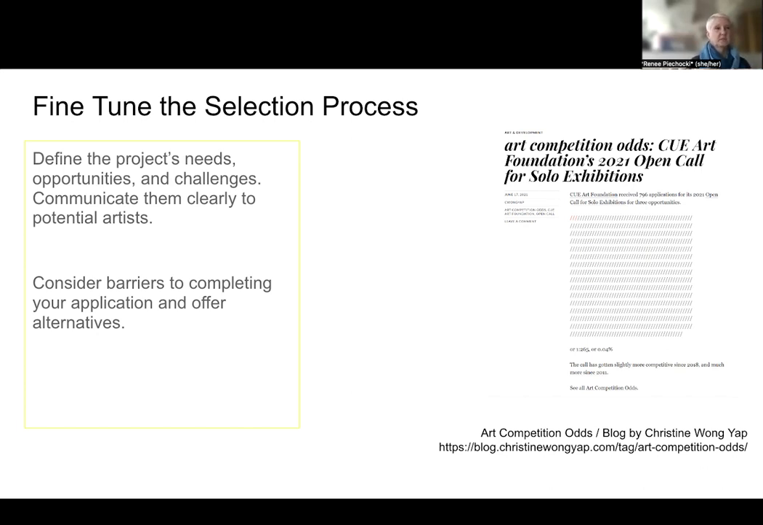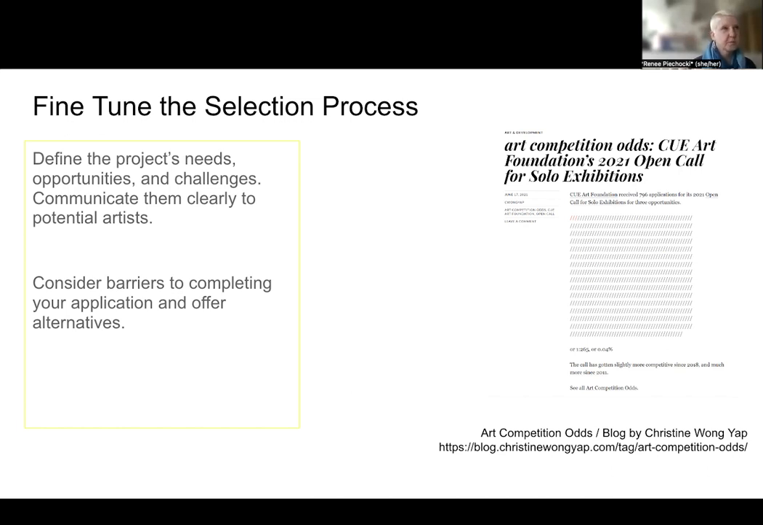One last thing I want to touch on here is sometimes in my work, I see disappointment if only 20 artists apply for a project. Take a look at the graphic here by artist Christine Wang Yap, who blogs about the outcomes of the calls she applies to. For this opportunity, the odds of getting the opportunity were 1 in 265. That's a little intense, right?